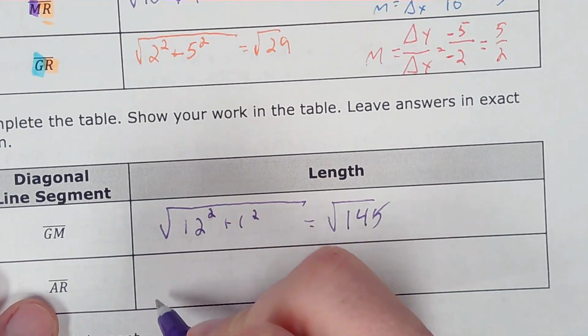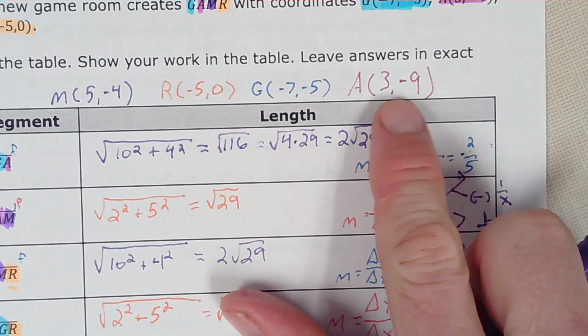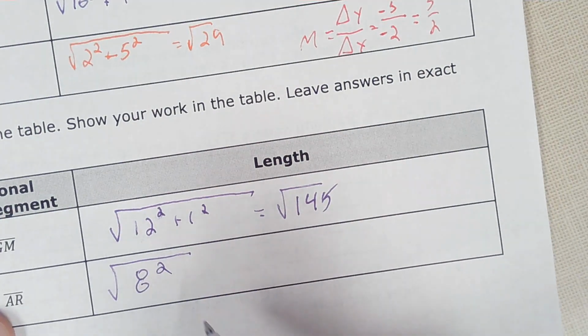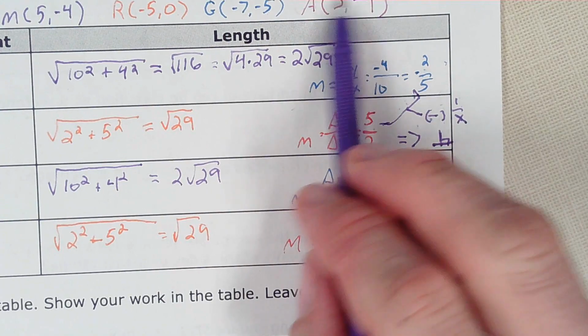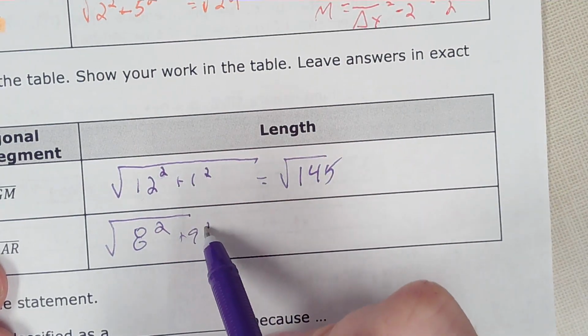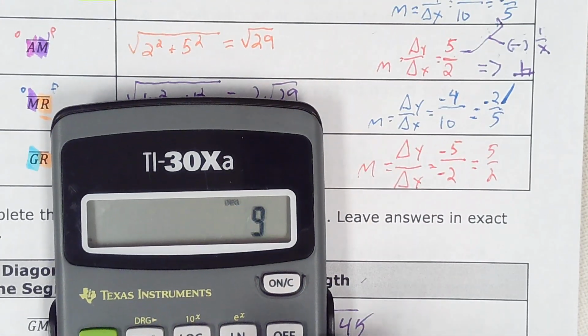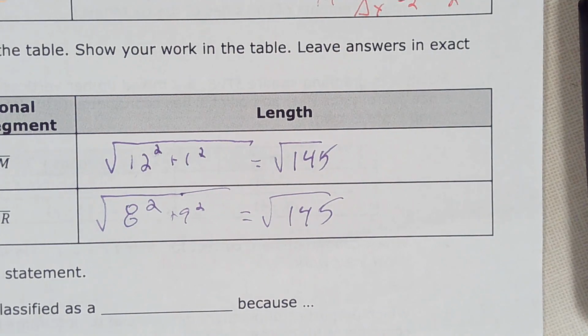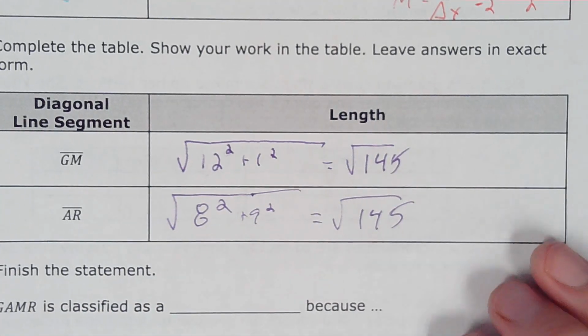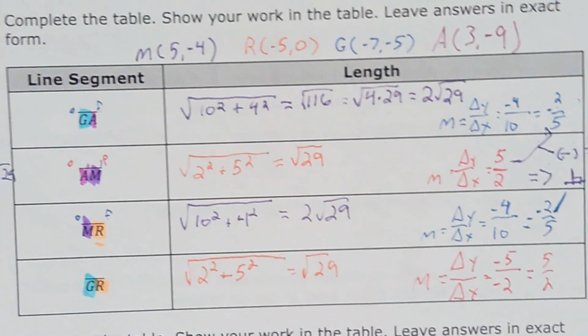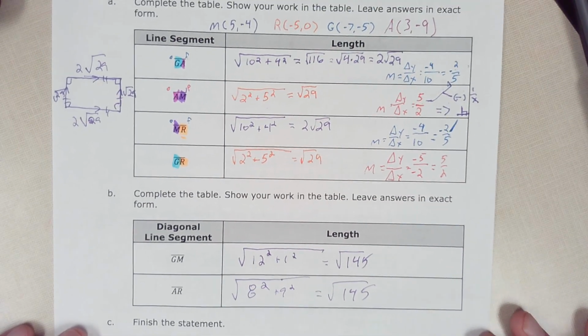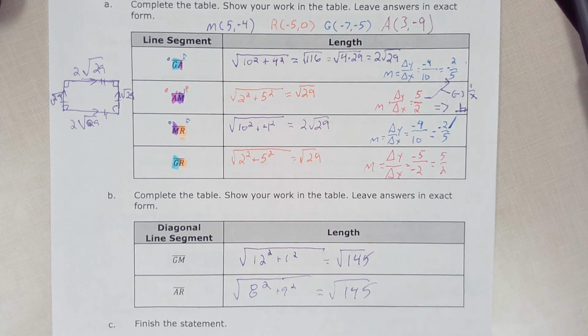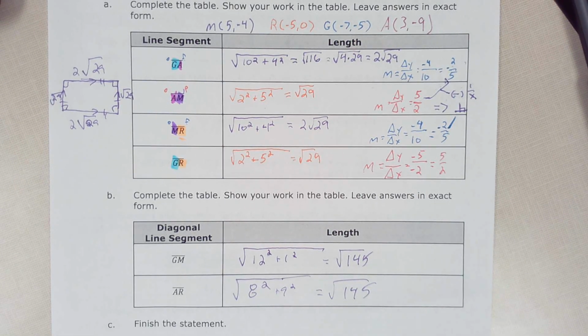Okay, and then how about AR? AR is, let's do 3 minus negative 5 is 8 squared, and then 9 squared. So 8 squared plus 9 squared equals, hey, that's a square root of 145, because we know that the diagonals of a rectangle are congruent. Okay, so that's how you kind of figure things out if you are just given the points of a quadrilateral, you can figure out all that stuff. Okay? Hopefully that helps you out.